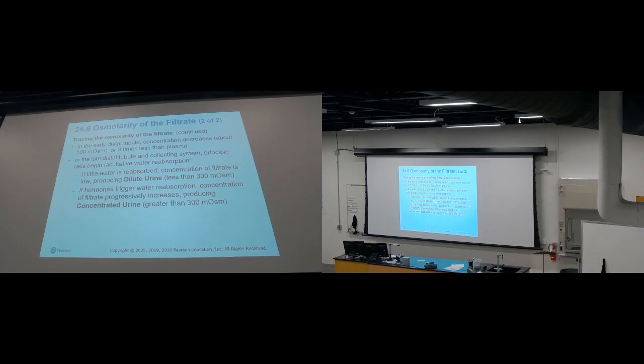Something that will happen is, if you have very little water reabsorbed, your filtrate will lead to the production of diluted urine, so less than 300 milliosmoles per liter. When can this happen? Well, maybe you have a hormonal problem, or maybe you are overly drinking water.